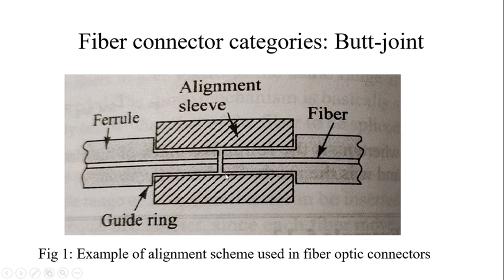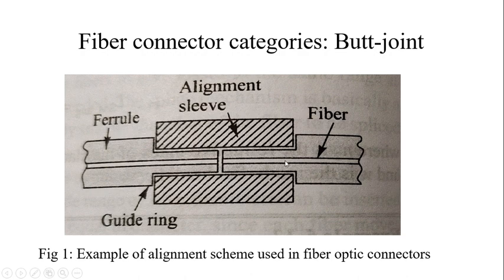This butt joint relies upon aligning the two prepared fiber ends in close proximity to each other, so that there is fiber core axis coincidence. They are bringing the prepared fiber ends close together so that the fiber core axes coincide.